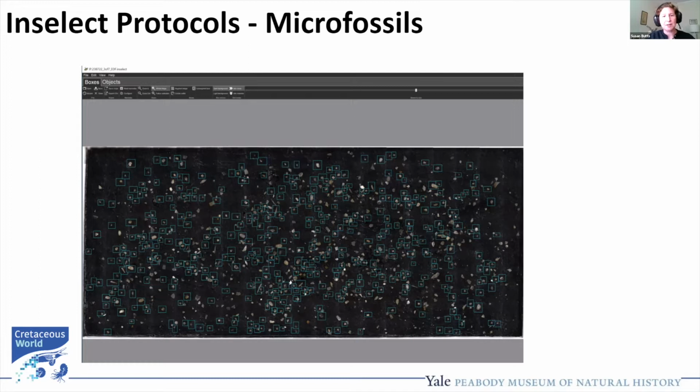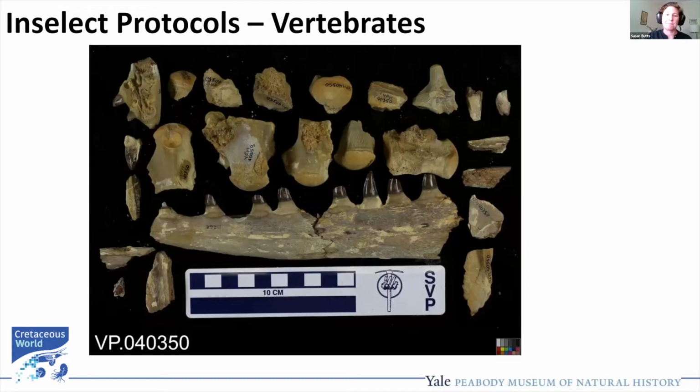We've also tried using InSelect for vertebrate lots. So we'll divide up the lot and spread it out onto the table, and then use InSelect to catalog the material because it's all from the same locality and same identification. It's actually much faster than digitizing each item individually.